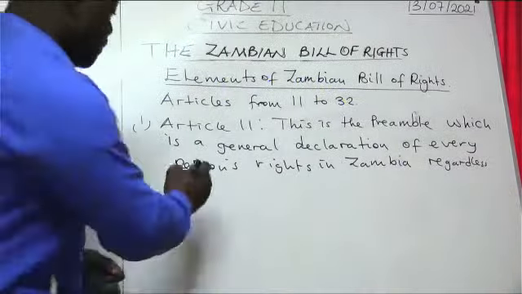That's Article number 13. Let us look at Article number 14, protection from slavery and forced labor.